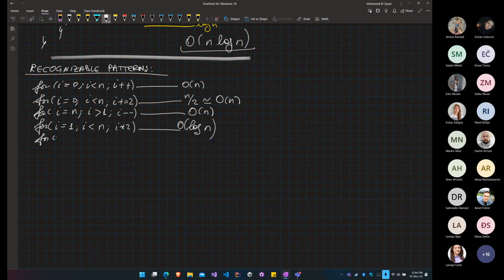And then the final one, just to make this material complete: i equals n, then i is larger than 1, i divided equals by 2. And this is also going to have a logarithmic growth. Okay. So these are the patterns which you actually can recognize.